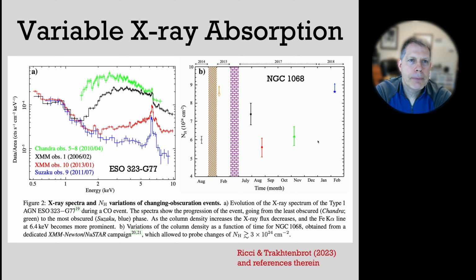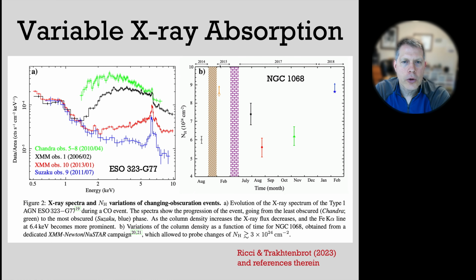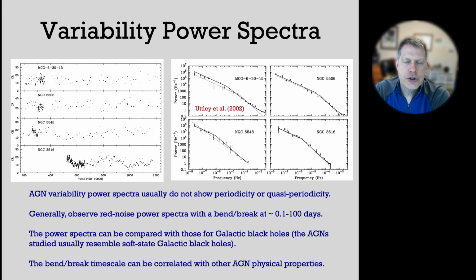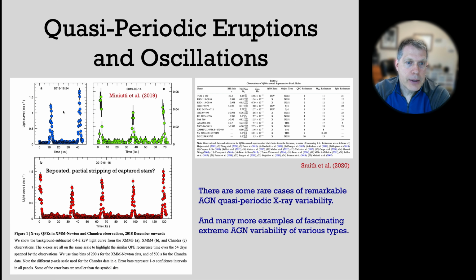And then just to wrap up, I want to show you one other nice example of some extreme X-ray variability. In some systems, and this is recent, quite exciting work, people have discovered quasi-periodic eruptions and quasi-periodic oscillations. So as I said earlier back here, most AGN variability is this general sort of red noise, chaotic variation. But in a few systems, there does appear to be a significant degree of periodicity or quasi-periodicity to them.